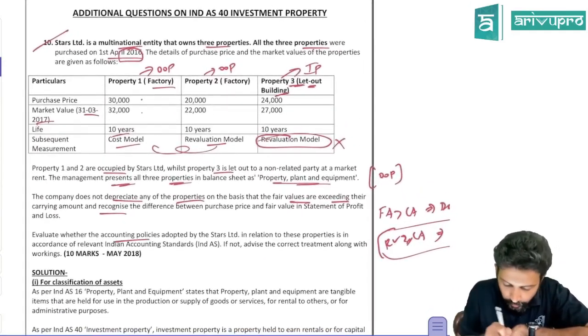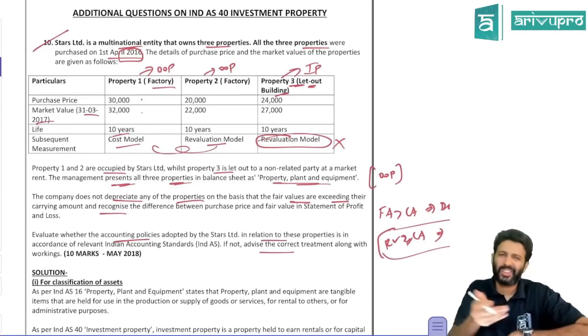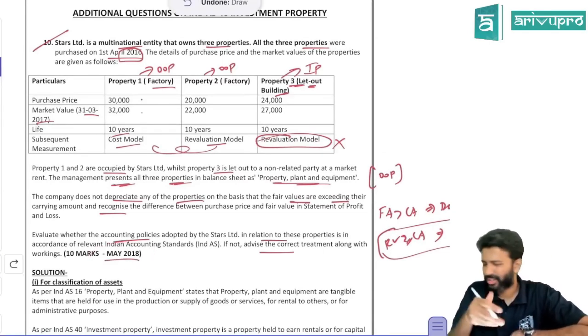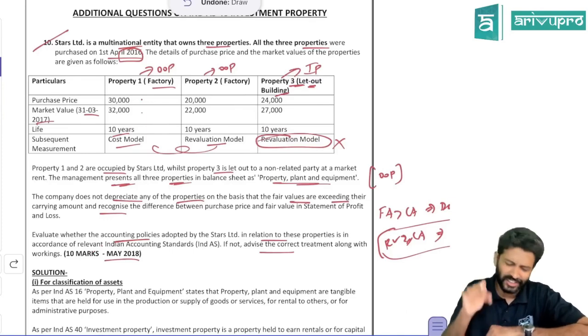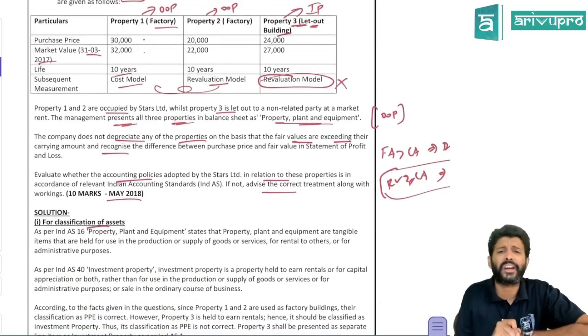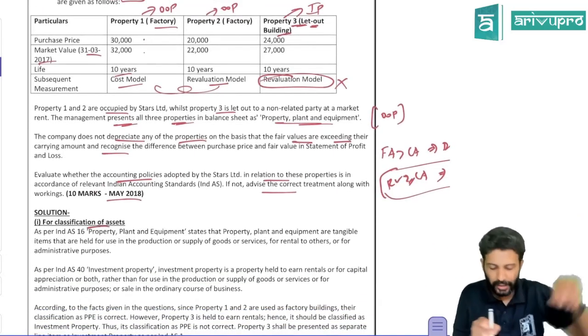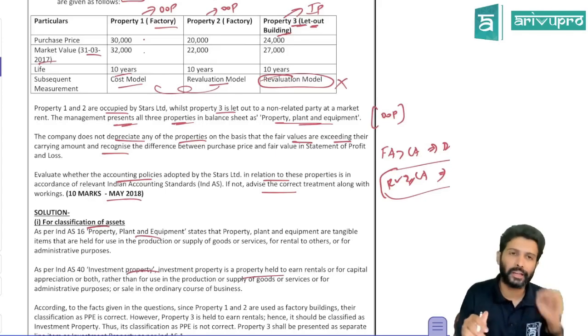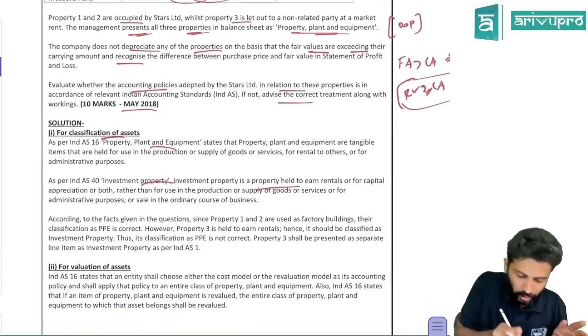Evaluate whether the accounting policy adopted is right or wrong. This came in May 2018 for about 10 marks, so you just need to write some points. What is the classification? Is the classification right or not? PPE has to be shown separately. Investment property has to be shown separately. So the classification aspect is wrong. That is one point you will write.